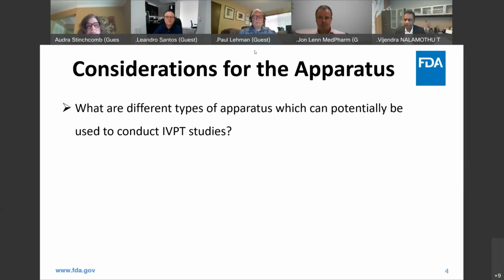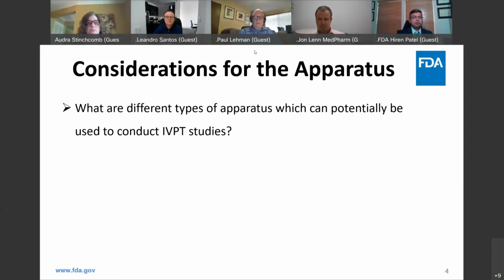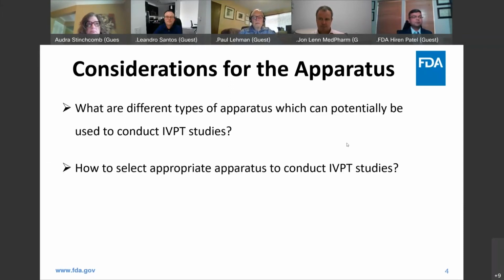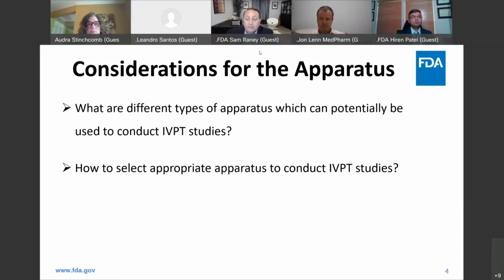So thank you everyone for your feedback. And what I'm hearing from the group is, there are multiple choices that we have to select for the IVPT studies. And a majority of the time, the vertical diffusion cell is a starting point, and then it really depends on the drug product. You need to change the apparatus. Any comments from the FDA folks on the selection of apparatus? Yeah, so I don't know that the vertical diffusion cell is necessarily the starting point. It may be that you have experience with the flow-through diffusion cell and you start right with that.